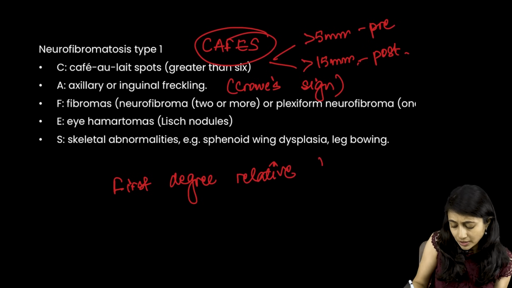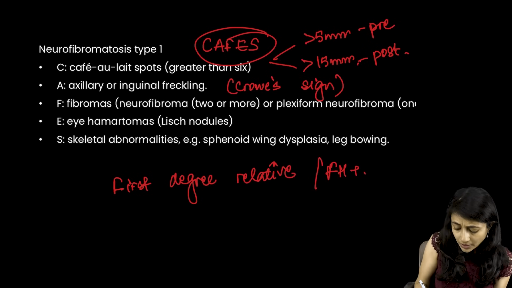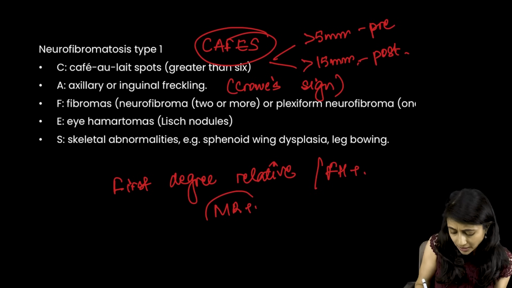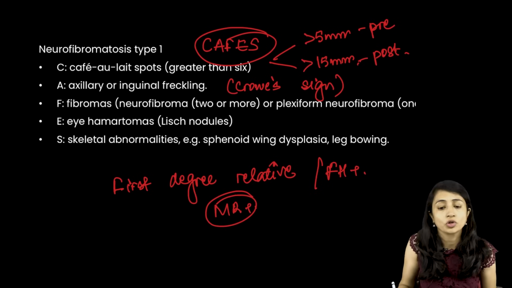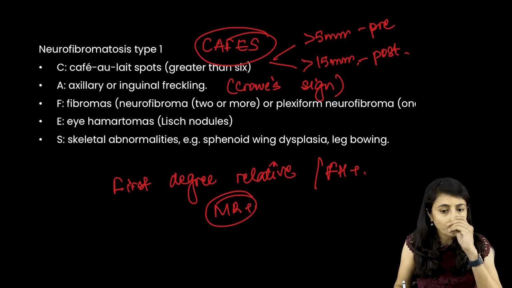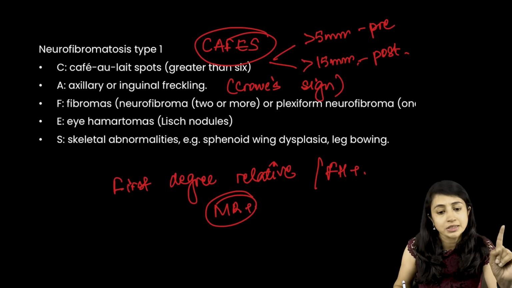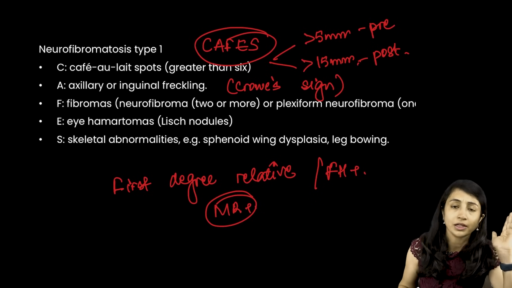So, first degree relative or family history positive. Then patient can have mental retardation and history of other neurological disturbances. So, in neurofibromatosis, remember CAFES, CAFES, and that will help you.